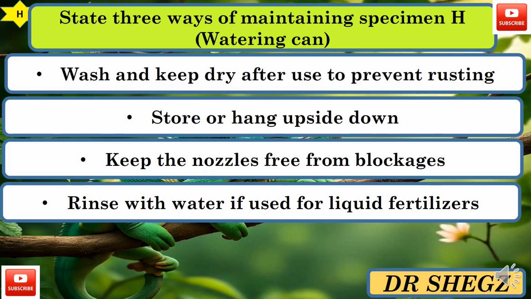Now, what are the ways by which you can maintain specimen H, which is a watering can? We must wash and keep dry after use, it is not a bucket. So after use, you wash it and you keep it dry. You store or hang upside down. You keep the nozzles free from blockages for easy passage of water, and rinse with water if used for liquid fertilizers.